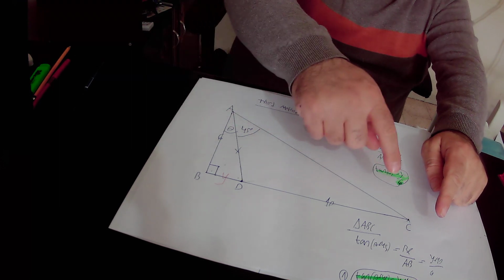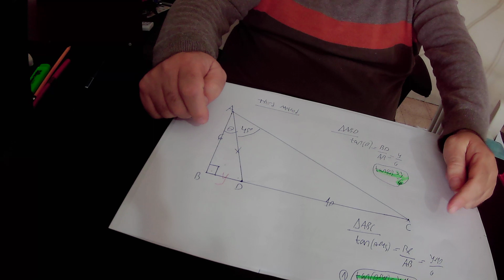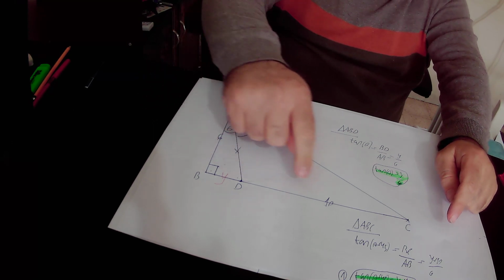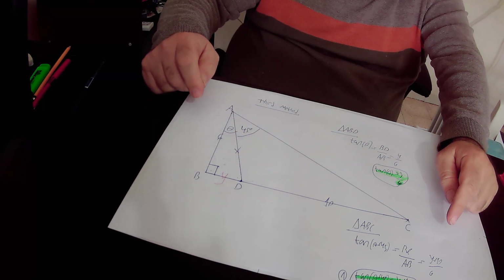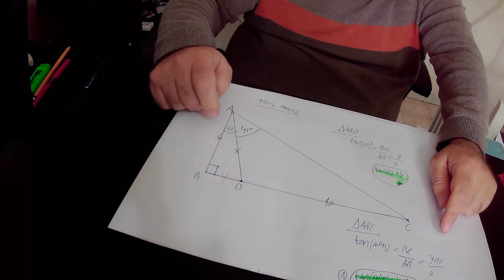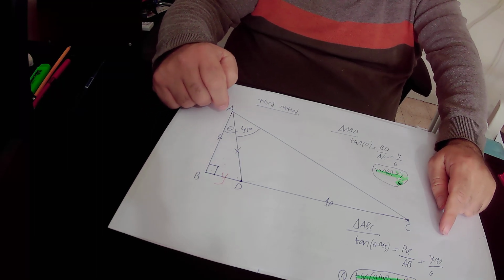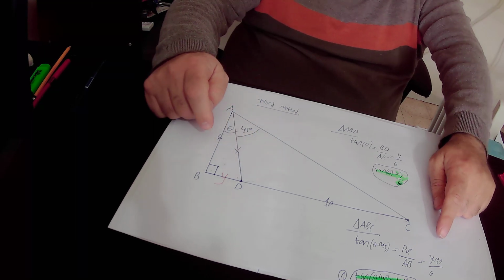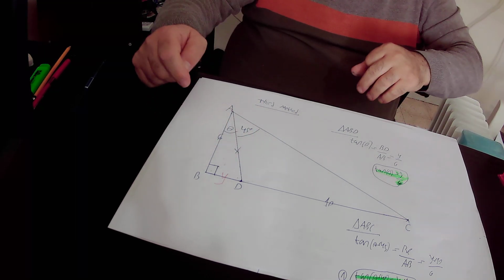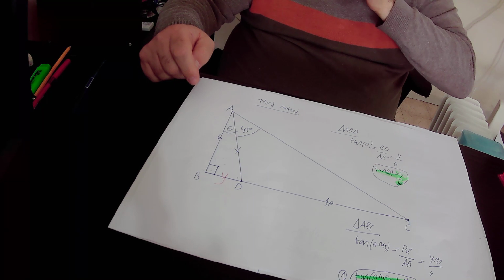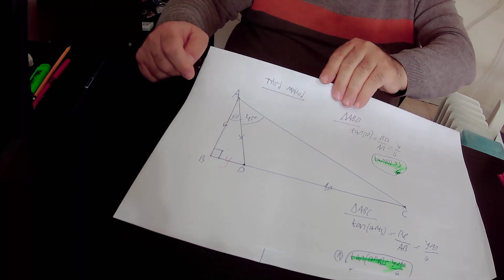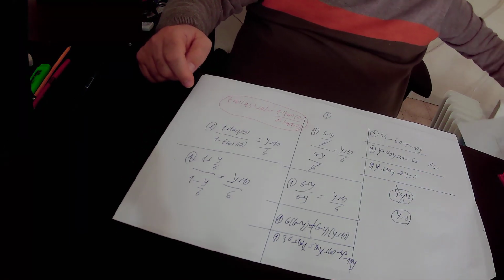Then in the right triangle ABC, we know that tangent of theta plus 45 degrees equals BC over AB. BC equals y plus 10, and AB equals 6. So in conclusion, in the right triangle ABC, tangent of theta plus 45 degrees equals y plus 10 over 6. Then we have a trigonometric identity for tangent of theta plus 45 degrees.